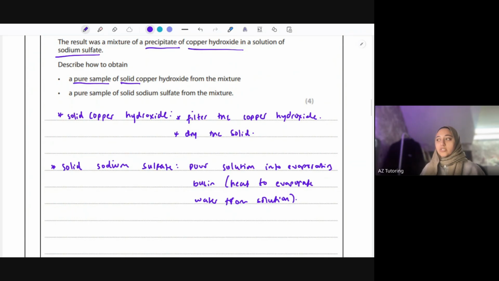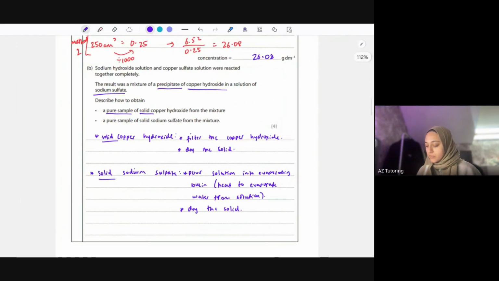So you're crystallizing it. So once you've heated it, you've taken all the water out, you're then going to dry it so it crystallizes. So a bit similar to the one above. Okay, and that's your 2 marks. So just dry the solid. You're drying them both because they end up both being solids at the end. Okay, let me just double check I've not missed anything.